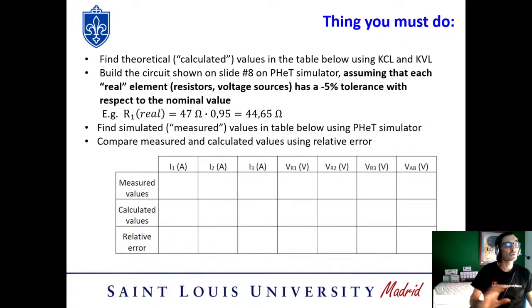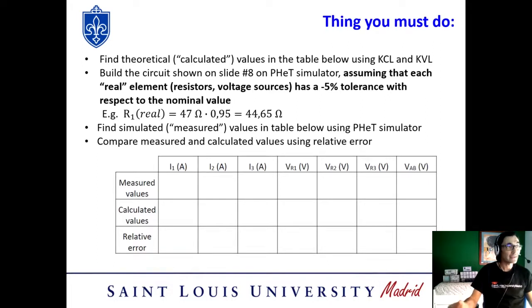You have to do this to all these elements, R1, R2, R3, V1 and V2. And with these values you build the simulator. Okay, your simulated circuit will have these real values, okay, having this 5% tolerance.